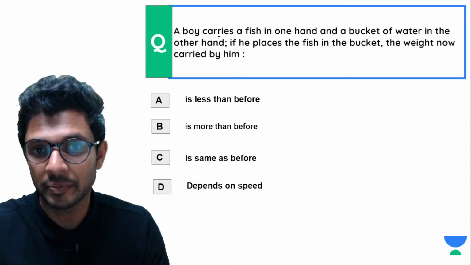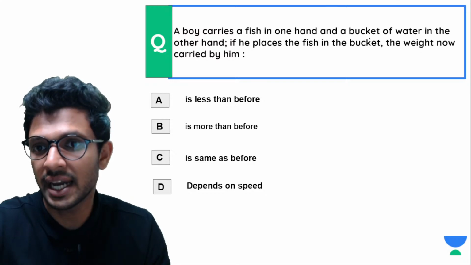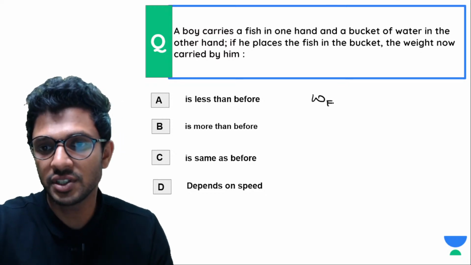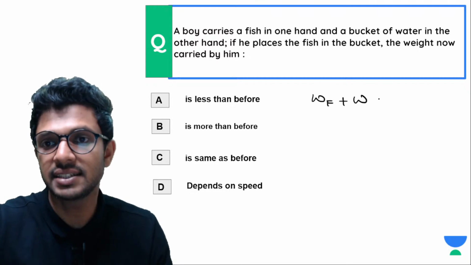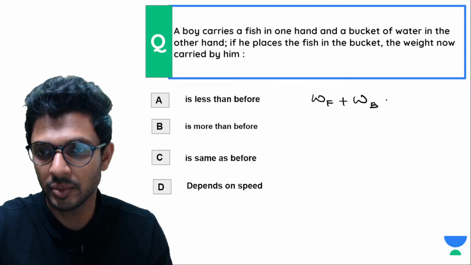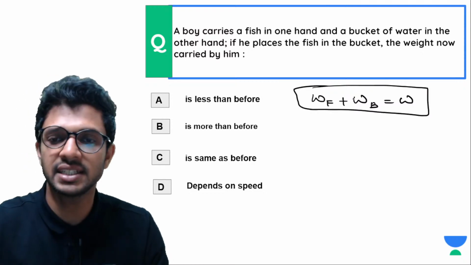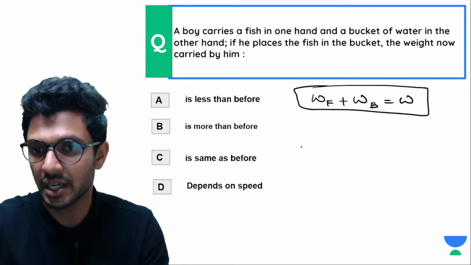Okay, now I'll explain. A boy is carrying a fish in one hand and a bucket of water in the other hand. Let's say the weight of the fish is WF and the weight of the bucket is WB. This is the total weight carried by the boy initially: weight of the fish plus weight of the bucket.